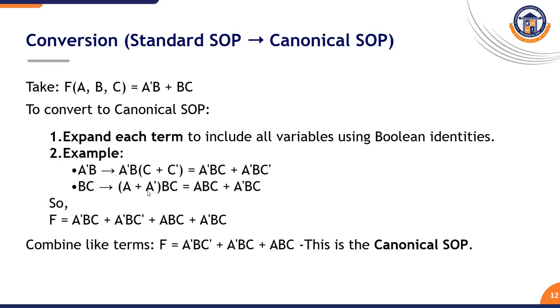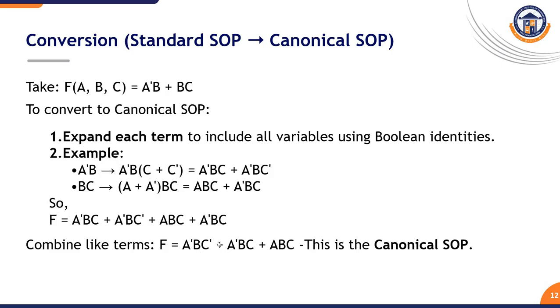Similarly, in the second term A is missing, so we are multiplying BC with the variable A and its complement, so A plus A dash into BC, so that it is multiplied with ABC plus A dash BC. So by combining all the product terms together and combining like terms, that is similar terms, here A dash BC and A dash BC are the same term, so we take only one term. So A dash BC plus the remaining terms A dash BC dash and ABC. So this is the canonical form.